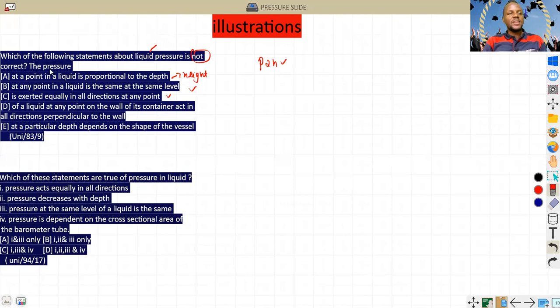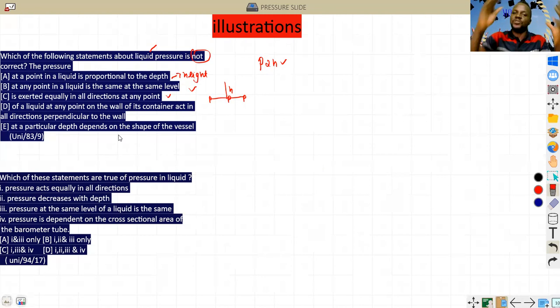The next one says the pressure of a liquid at any point on the wall of its container acts in all directions perpendicular to the wall. Direct formula, direct quoting that we have quoted. Pressure acts normal. Normal is what? Perpendicular to the direction. That is why when we take the height and we draw a straight line, the pressure at that straight line, that is normal. You know what I mean by normal? Perpendicular line is always like this. This is the height, and this is the pressure that you are taking. Pressure at this point is equal to pressure at this point, is equal to pressure at that point. So pressure acts in all directions.